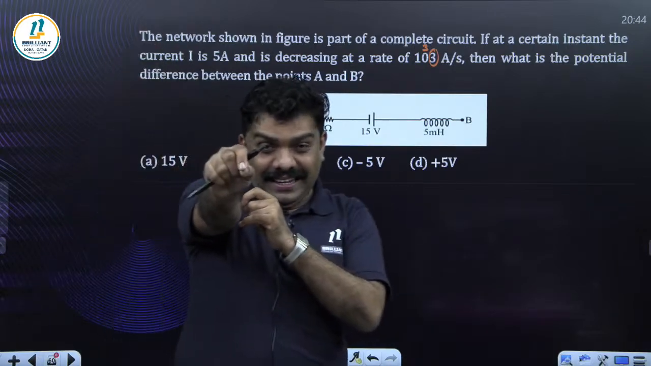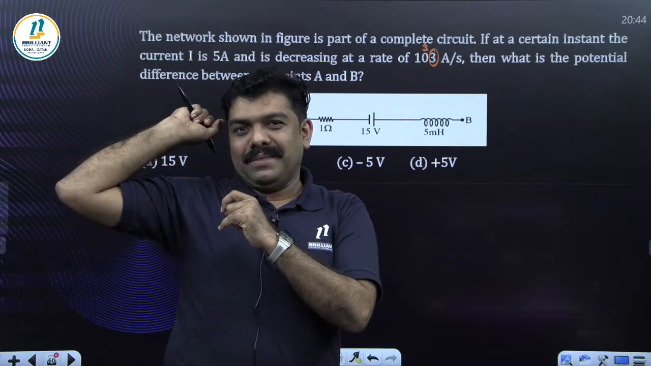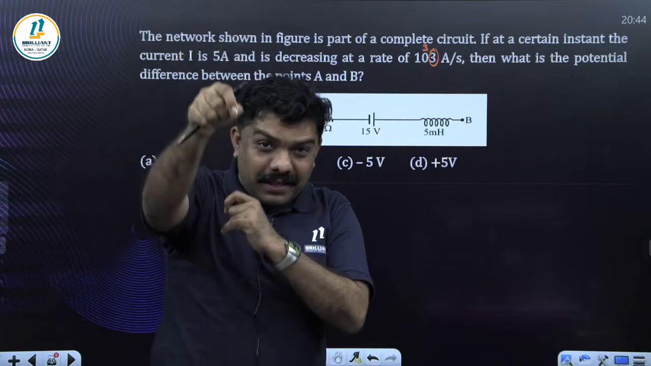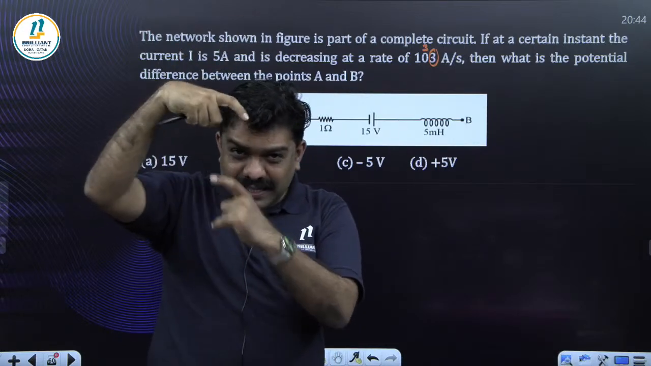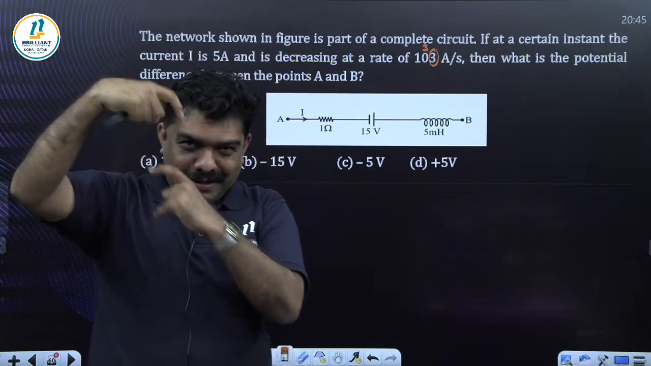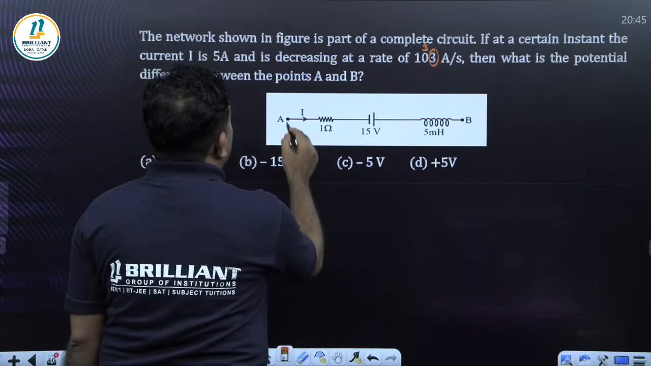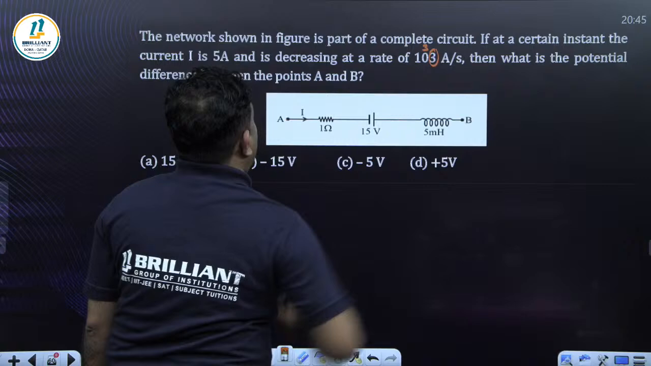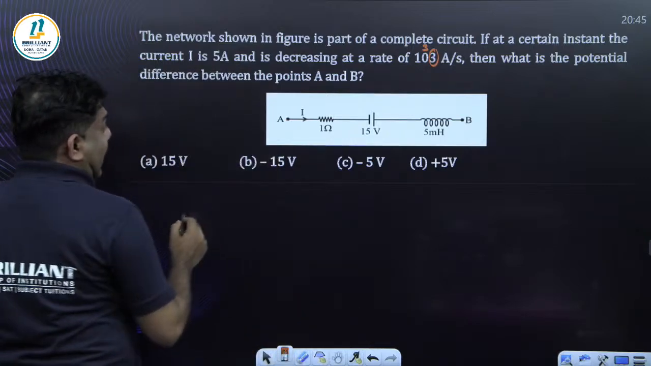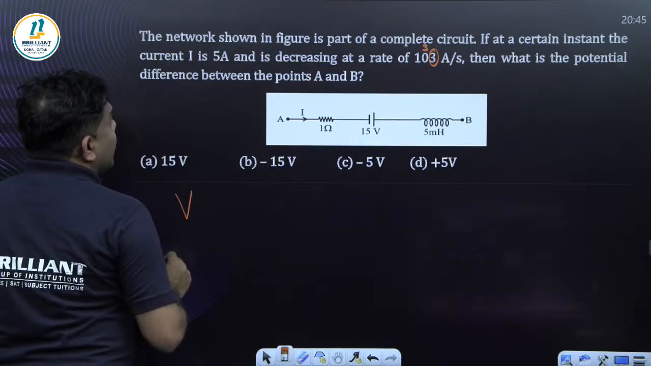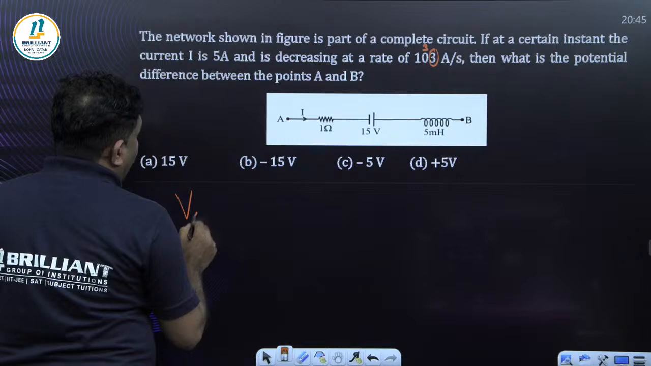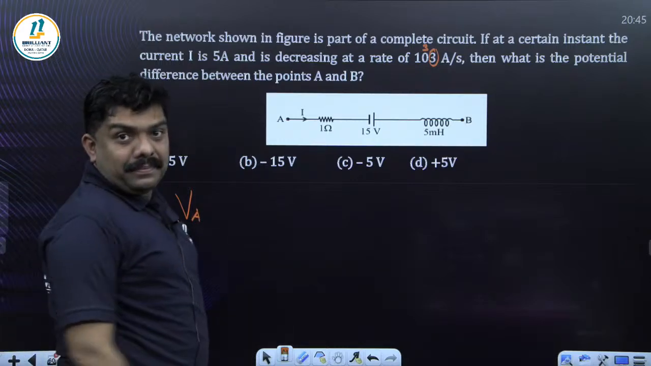This year JEE, a question came like this, and it is a previous year question also. So look, it's a possible question, so I'm explaining once more. I want to find the potential difference between A and B. I'm starting with A. Suppose the potential difference at the point A is VA.